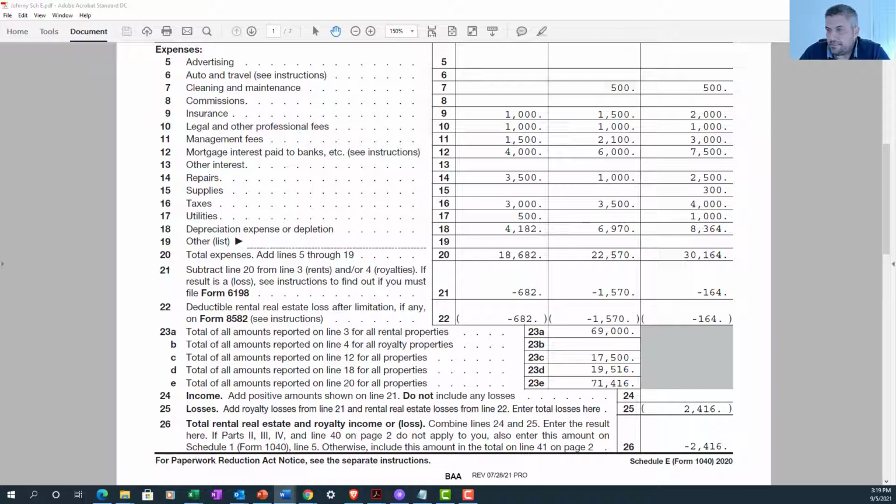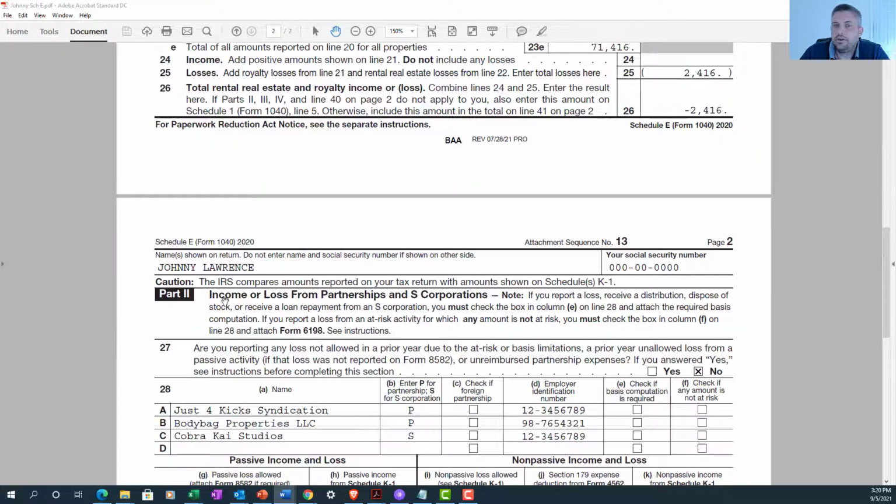In Johnny's case, that's zero because they're all showing a tax loss. On line 25, you show the losses. So here, in Johnny's case, we have a loss of $2,416, which is the total of his losses on the 3 properties from line 21. Now we'll move on to page 2. Oh, I'm sorry. Line 26 is the net of 25 and 24. So again, it's the $2,416 for Johnny. So on to page 2.